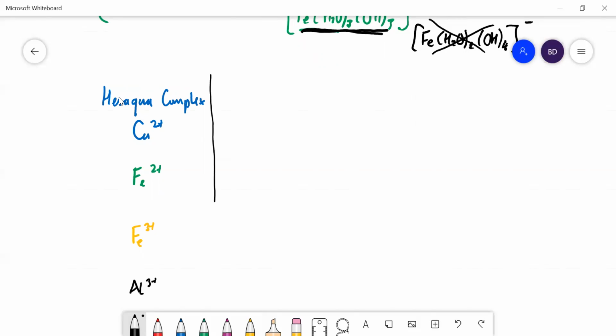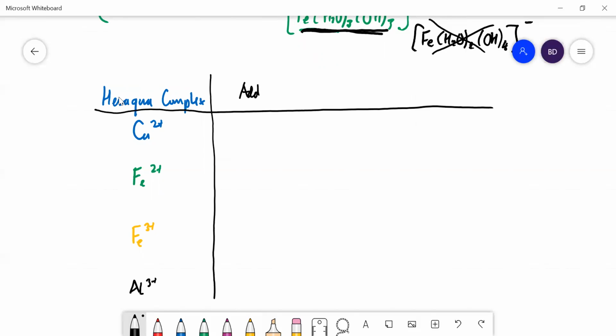So let's see what happens when you add NaOH solution. So dilute NaOH, 1 mole per decimetre cubed. If you add that to copper sulfate, you get a blue precipitate of [Cu(H2O)4(OH)2], and nothing else happens. That's the end of the story.